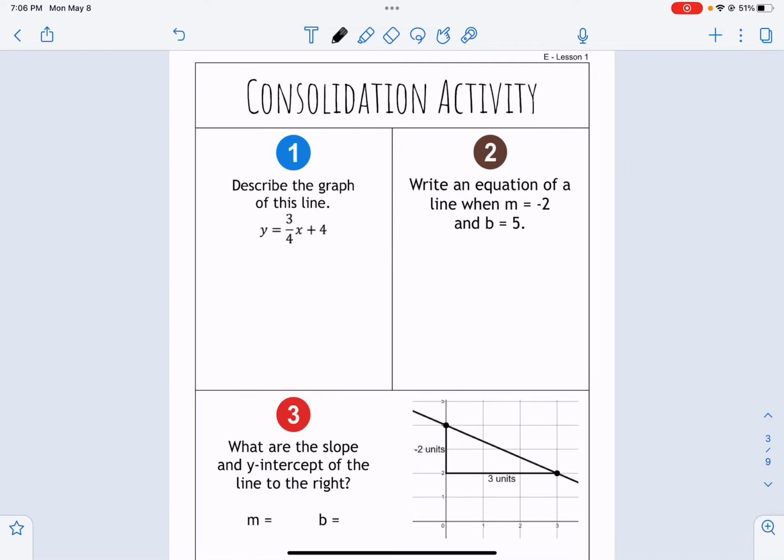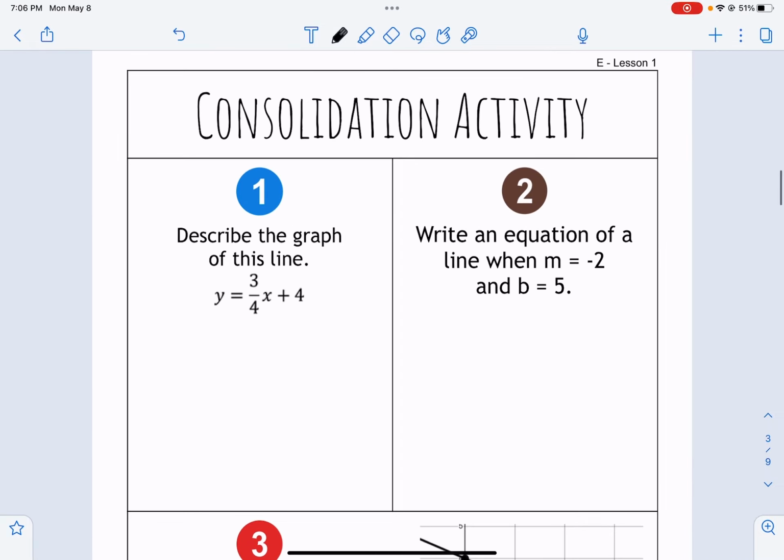This is going to be your consolidation video for Unit E, Lesson 3, Graphing y = mx + b. Let's look at this first question here. Describe the graph of this line.